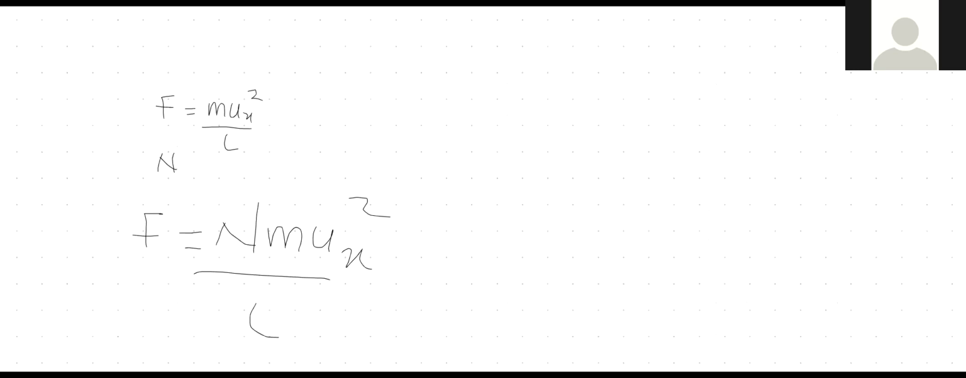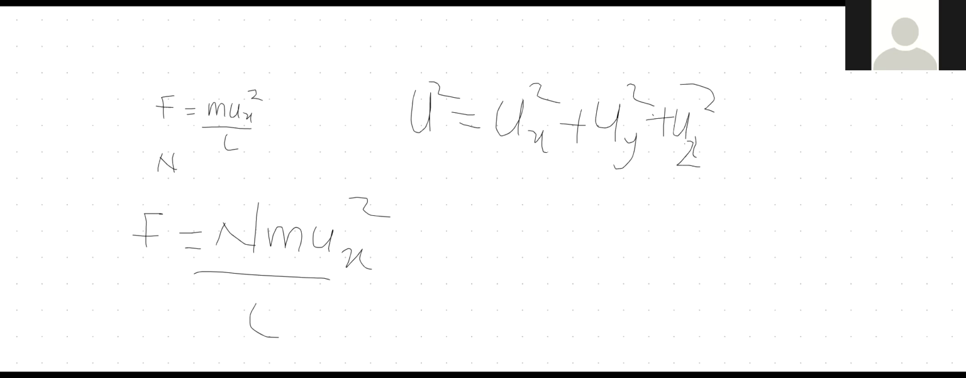So we can assume that all the molecules are moving in the same direction. So if we assume that all the molecules are moving in the same direction, we can just say u squared is equal to ux squared plus uy squared plus uz squared. Then at the end, we are going to have something like this.